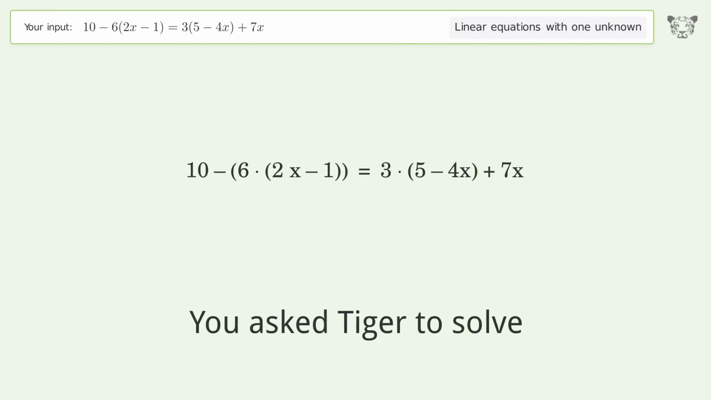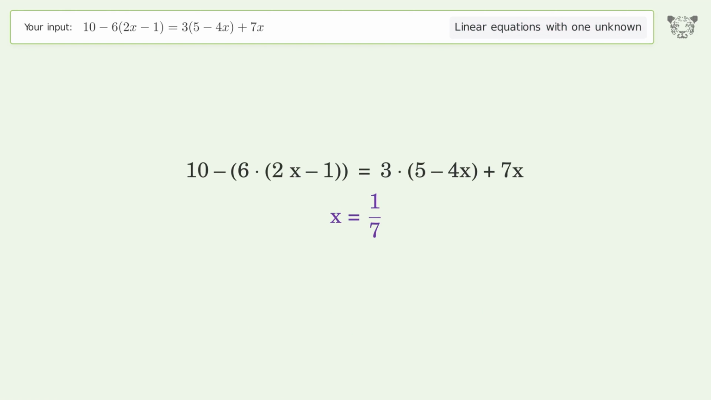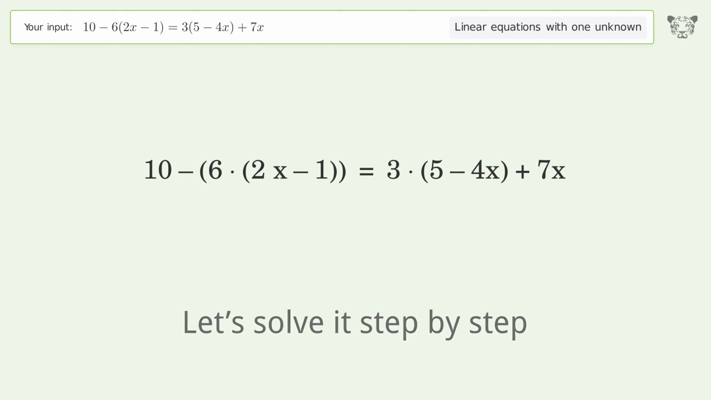You ask Tiger to solve. This deals with linear equations with one unknown. The final result is x equals 1/7. Let's solve it step by step.